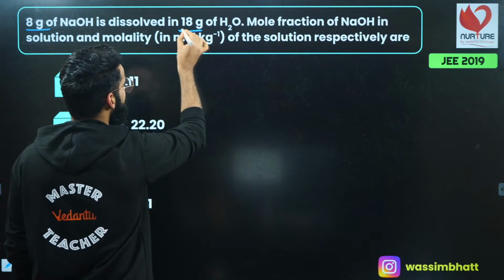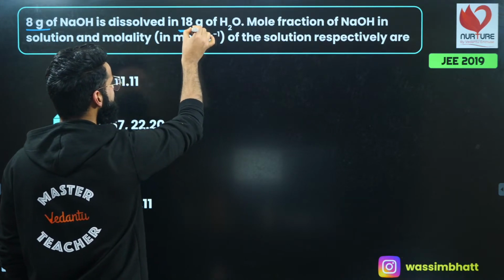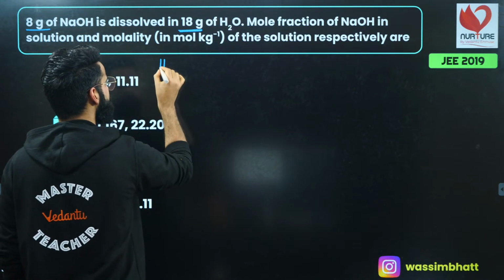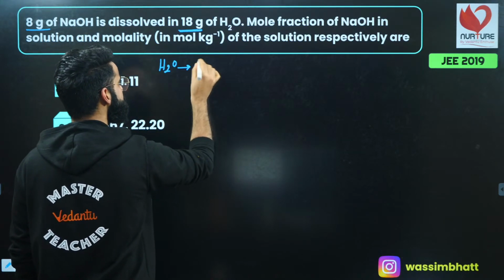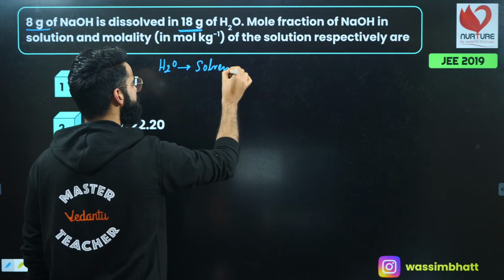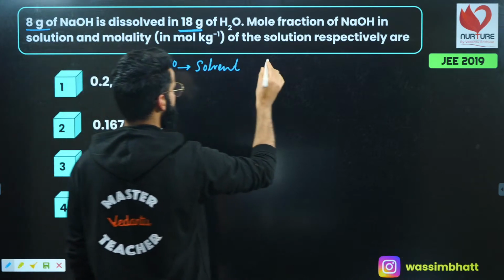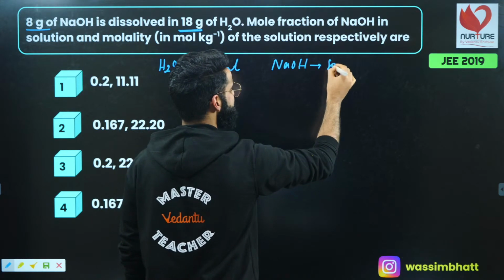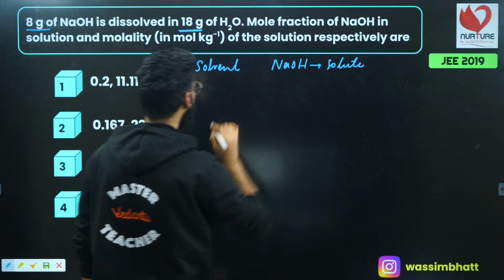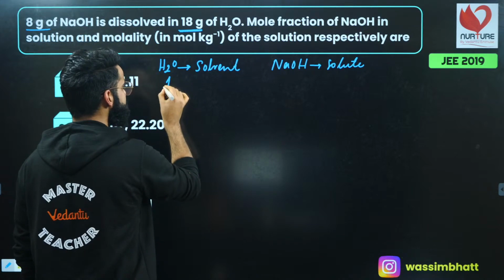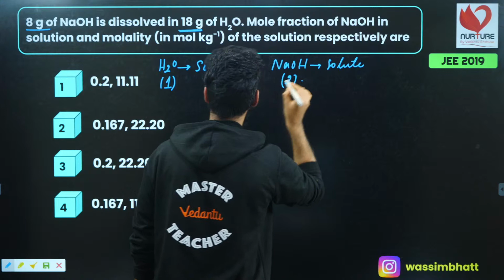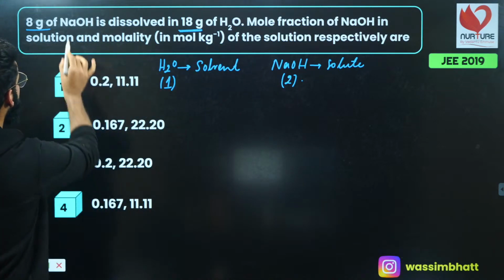Can I say water is present in larger amount? So water is simply going to be my solvent, because it's present in larger amount. And this NaOH is going to be my solute because it's present in lesser amount. I hope you remember, solvent we used to represent by number 1, solute we used to represent by number 2.